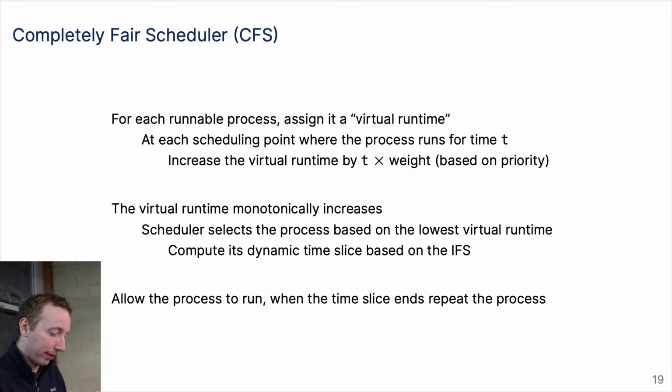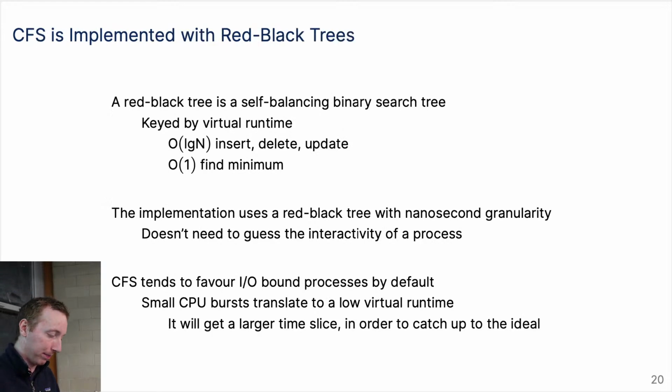So then all the scheduler does is select the process with the lowest virtual runtime. And then it computes how long its time slice is, based on what would be ideal given the number of processes currently running on the machine. Then it allows the process to run for whatever time slice it determines, and when the time slice ends, it just repeats. After its time slice, it would have increased its virtual runtime, and then the scheduler would run again and just pick whatever process has the lowest virtual runtime.